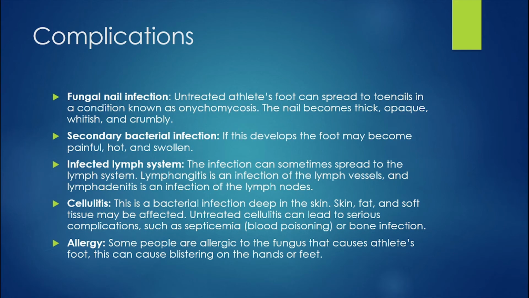Infected lymph system. The infection can sometimes spread to the lymph system. Lymphangitis is an infection of the lymph vessels, and lymphadenitis is infection of the lymph nodes. Cellulitis. This is a bacterial infection deep in the skin. Fat and soft tissues may be affected. Untreated cellulitis can lead to serious complications such as septicemia, blood poisoning, or bone infections.